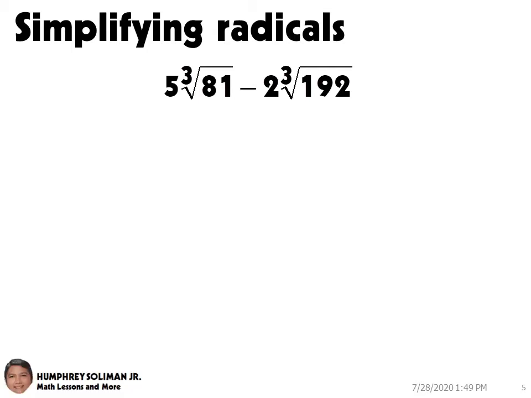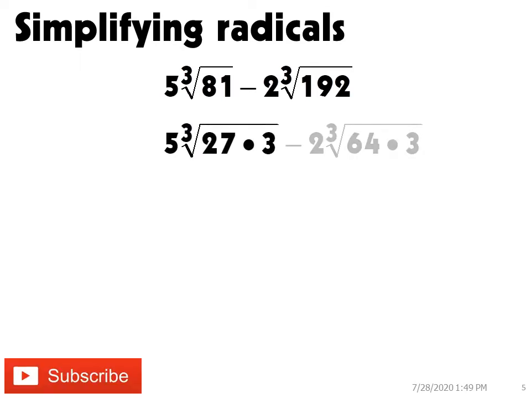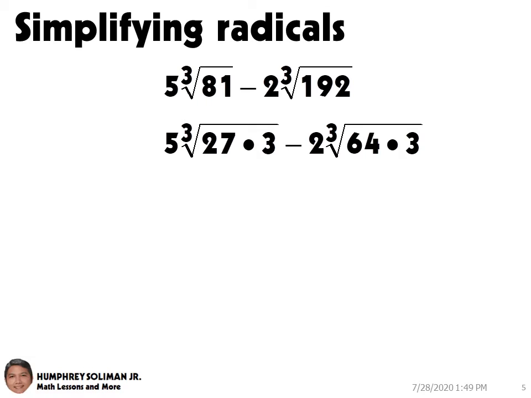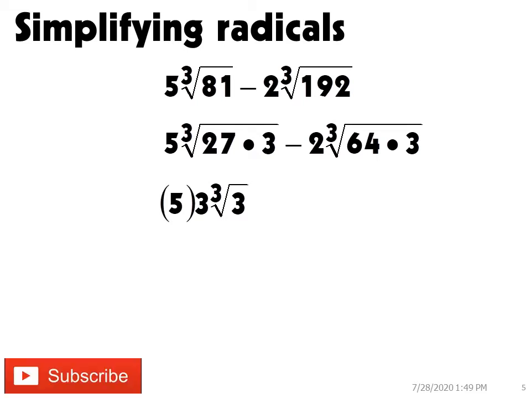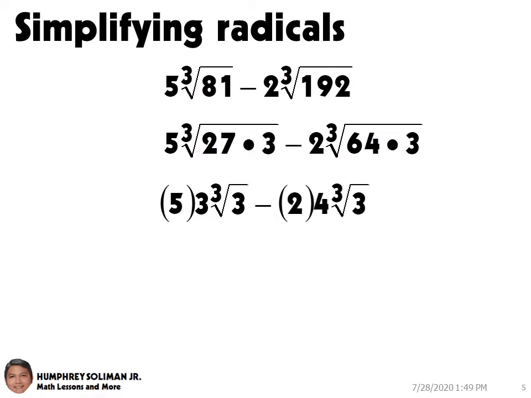We can rewrite 81 as 27 times 3, and 192 as 64 times 3. And the cube root of 27 is 3, so we can put it outside the cube root. Also, the cube root of 64 is 4, so we can put it outside the cube root. Since we have the 5 outside the cube root waiting for the 3, we need to multiply 5 times 3, and this is equal to 15.